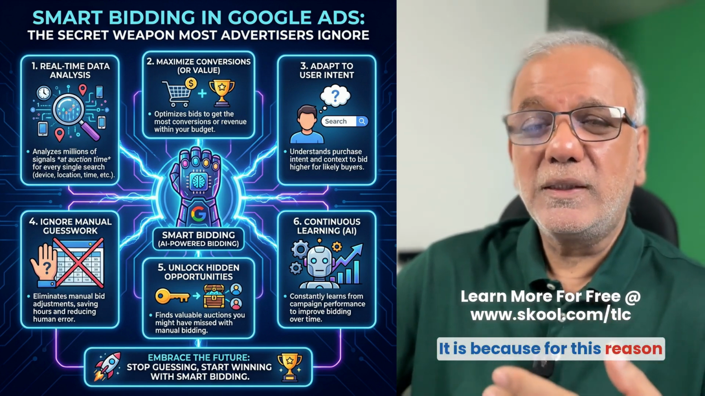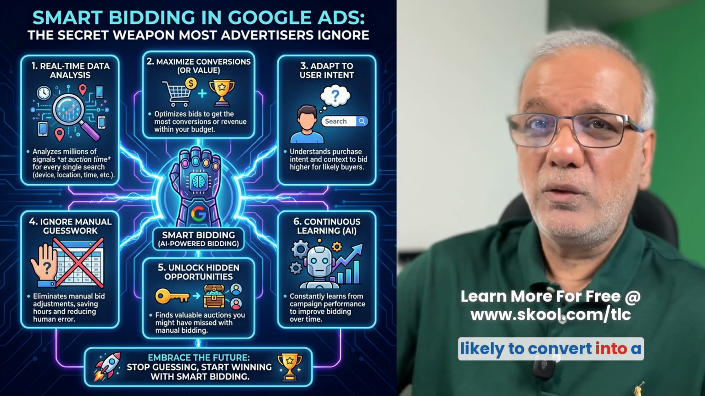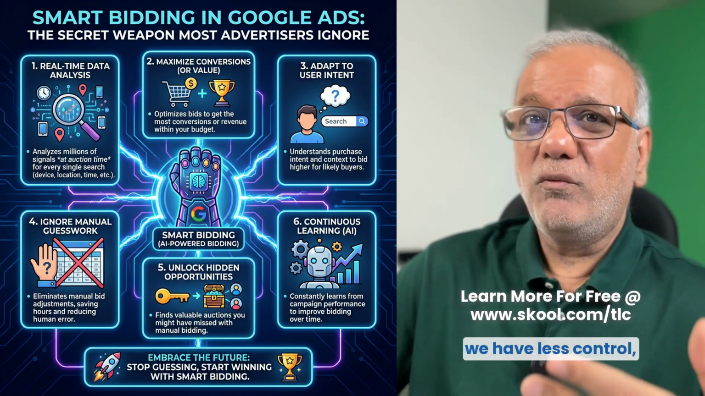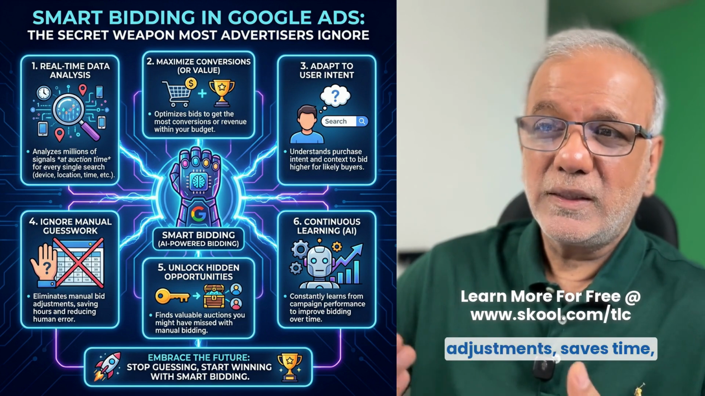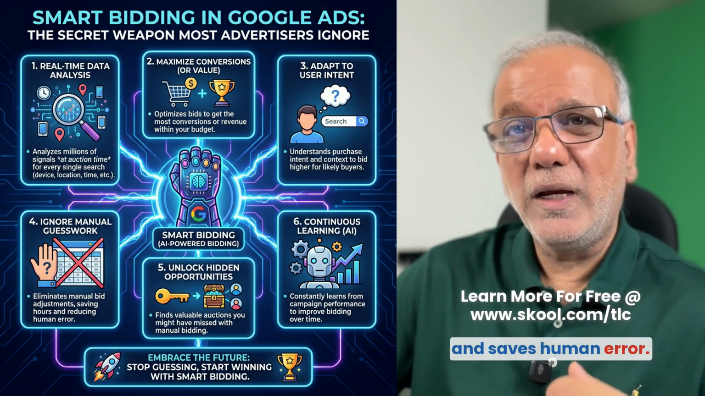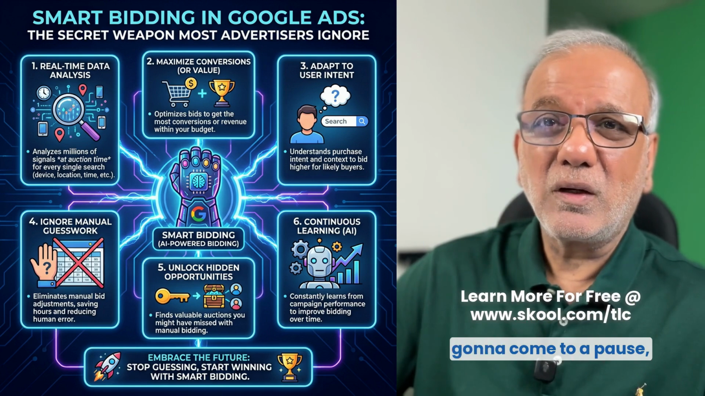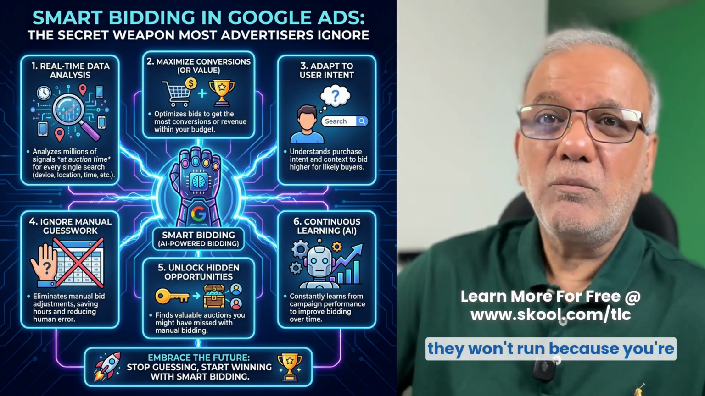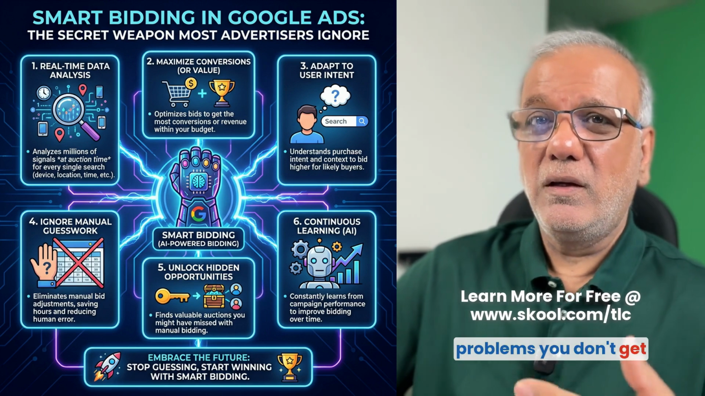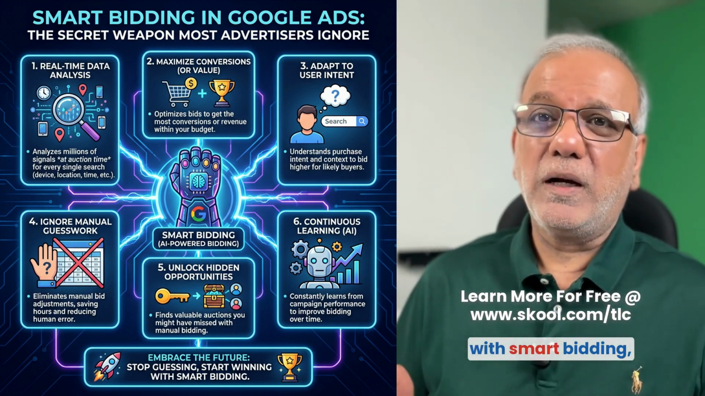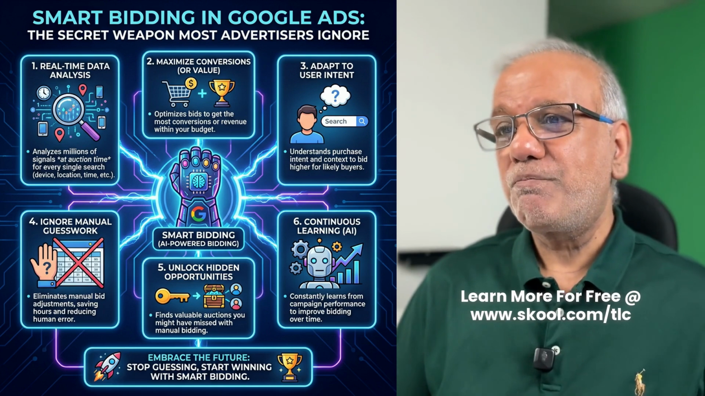It is because for this reason as well that Google knows that this person is likely to convert into a lead or a customer. So we have less control, less manual bidding and adjustments, saves time and saves human error. Because if you bid very less, then your campaigns are going to come to a pause. They won't run because you're not bidding high enough. So that kind of issues or problems you don't get with smart bidding. And smart bidding takes care of all the headache and saves you a ton of time.